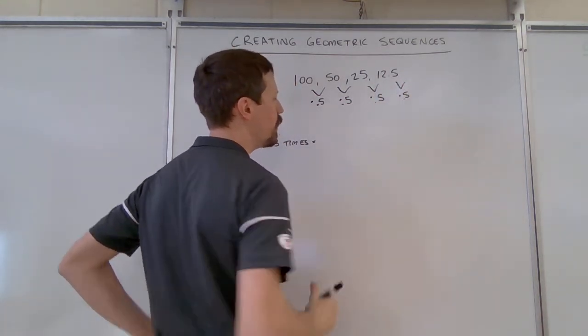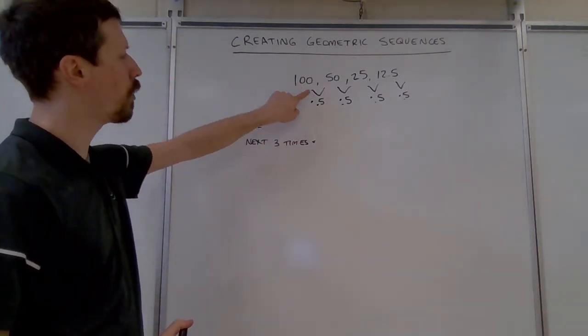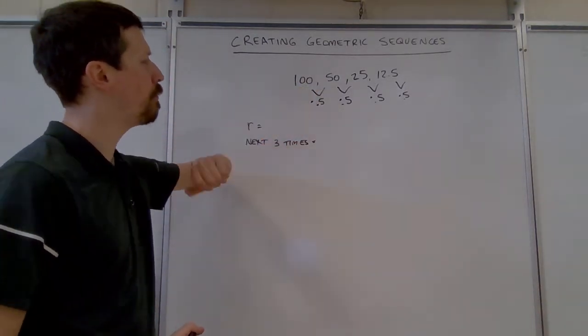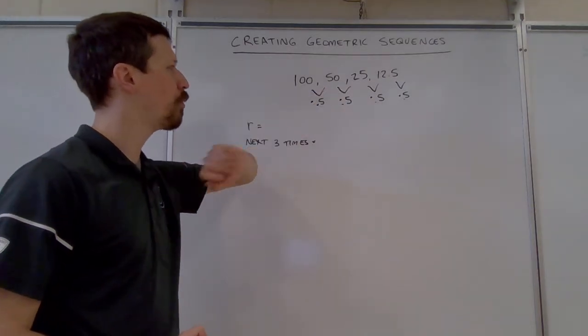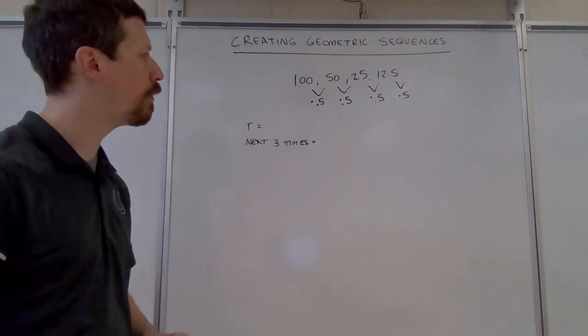And I need to figure out the next 3 terms of this sequence. So let's double check my math real quick. 100 times half, yep, that's 50. 50 times half, that's 25. Like I said, you could also say 25 divided by 2 is 12.5.